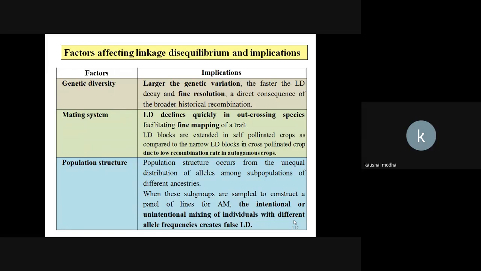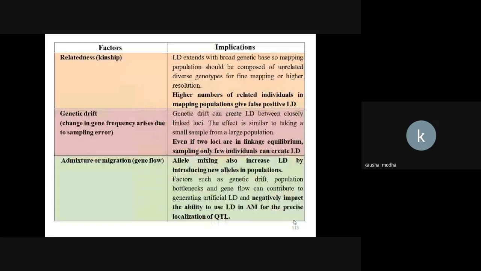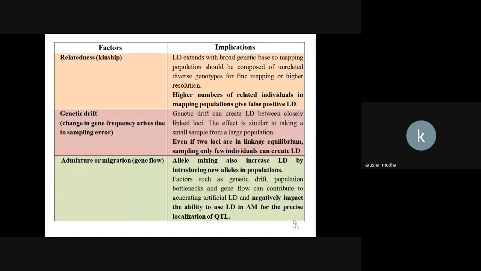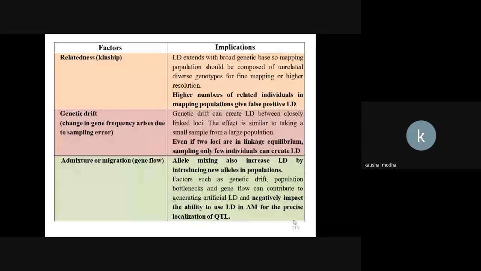Another major factor affecting the false positiveness in association mapping is genetic relationship or kinship. False LD is created when the individuals you are studying are genetically related. So for association mapping, whenever you utilize germplasm lines and build up the population, these germplasm lines must be diverse. And for that, molecular markers can be utilized to assess the diversity.